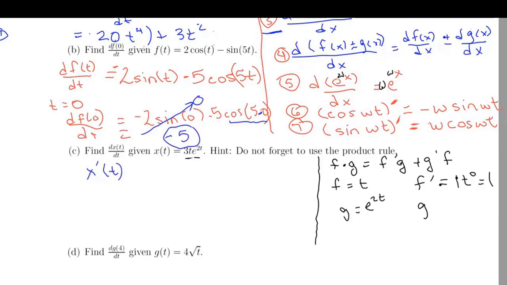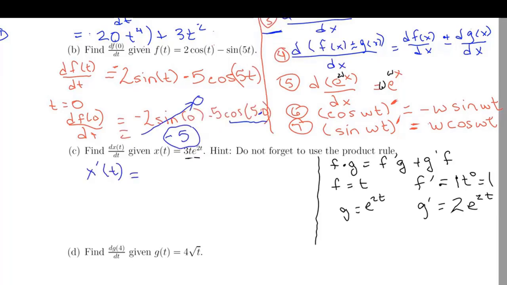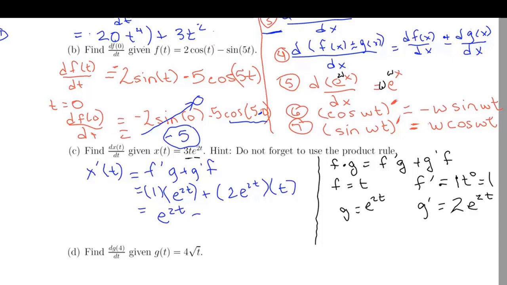And then the derivative of g is equal to, and that's why I put that omega in there, because we have to bring down that 2, e to the 2t. Now, the reason I put all that on one side is because now I can just fill in the blanks. I know that the derivative of x of t is f prime g plus g prime f. Now I just fill in what I have. F prime is 1 times g, which is e to the 2t, plus g prime, which is 2e to the 2t, times f, and f is t. I have e to the 2t plus 2t e to the 2t.